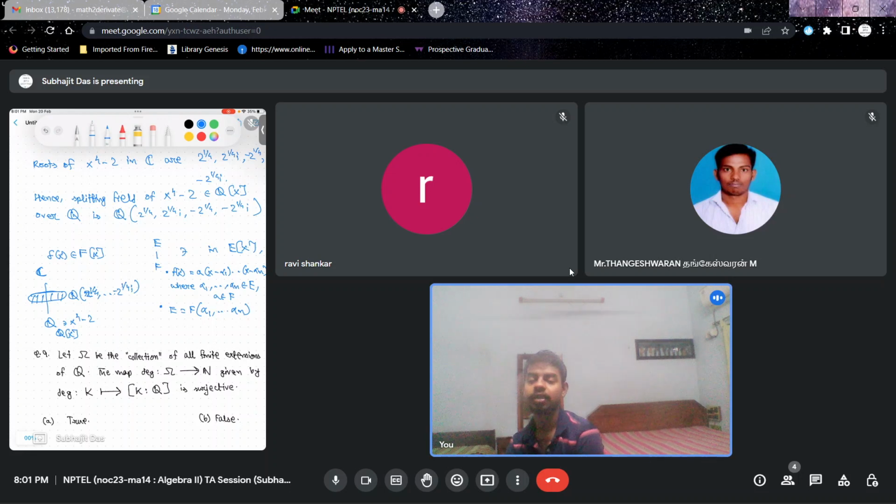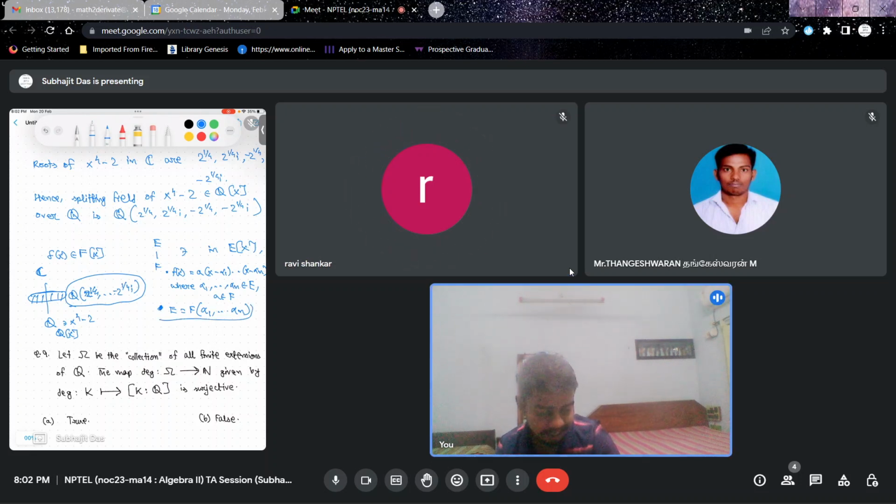A splitting field is just an extension of the base field. It's the minimal extension of the base field in which the polynomial has all its roots. Now C is an extension in which we can agree the polynomial has all the roots. But C is not the minimal extension. C is not the smallest extension. The smallest extension is this one. So this one will be the splitting field.